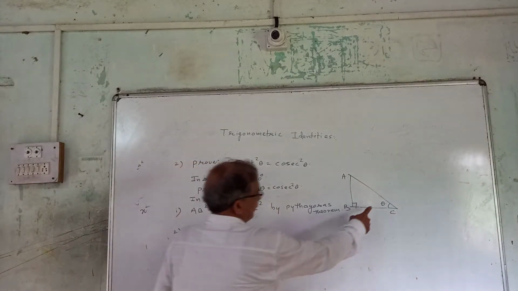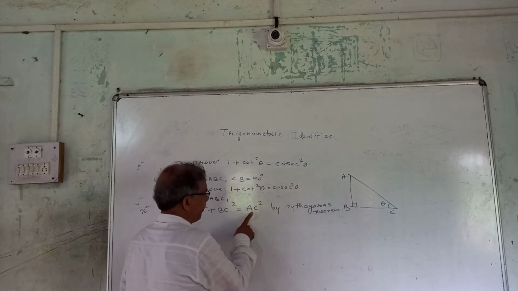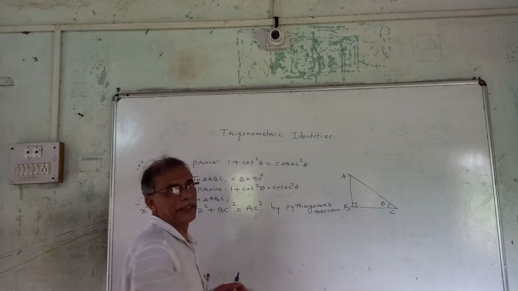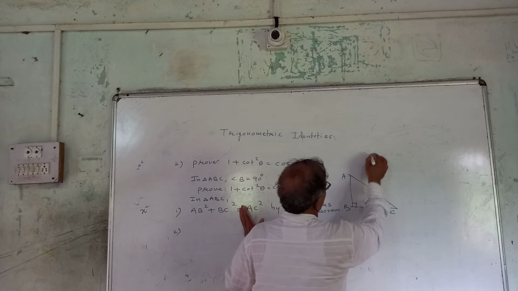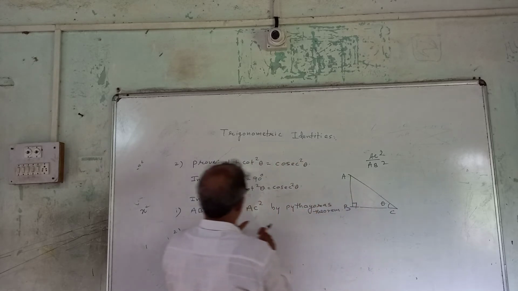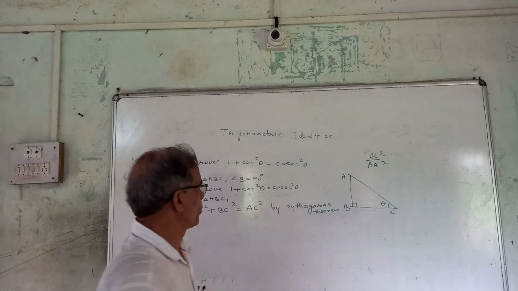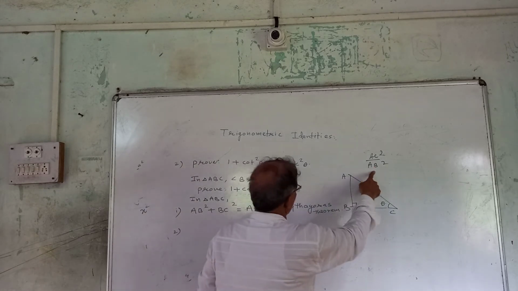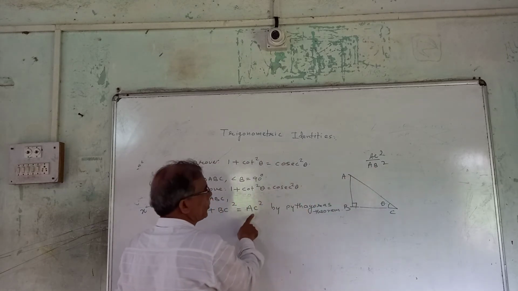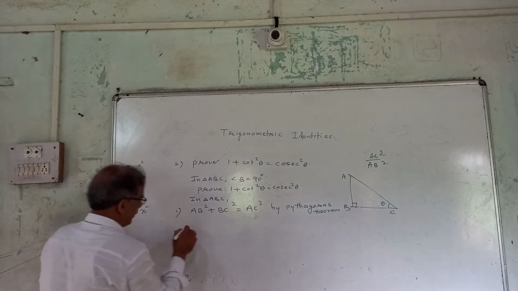So this is theta now. Which is opposite side? AB. So here you have to divide AC square by AB square. Because see, AC square upon AB square. AC means hypotenuse upon AB opposite. We can write after that cosec square. So as you have to divide here by AB square to obtain this cosec ratio, each term you have to divide by AB square.